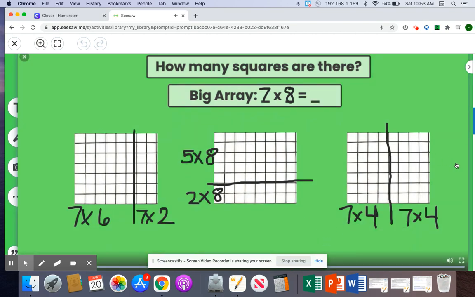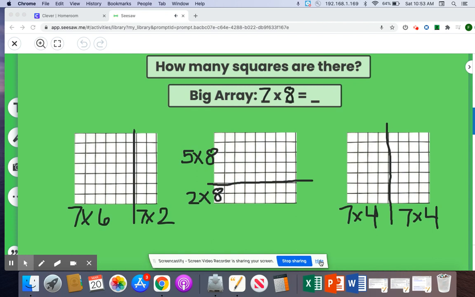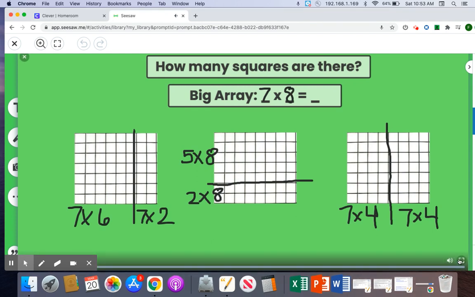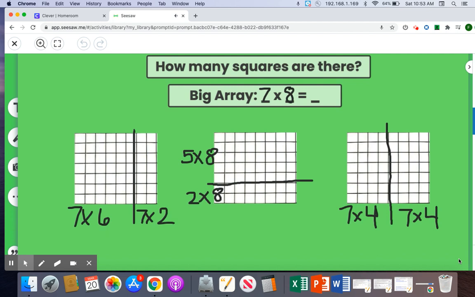Third graders. Here's another example of answering a math question about arrays. This question is, how many squares are there? And as you can see, I've done a little bit of the thinking already. First, I counted the rows and the number in each row to label the big array. And each one of these has 7 rows with 8 in each row.